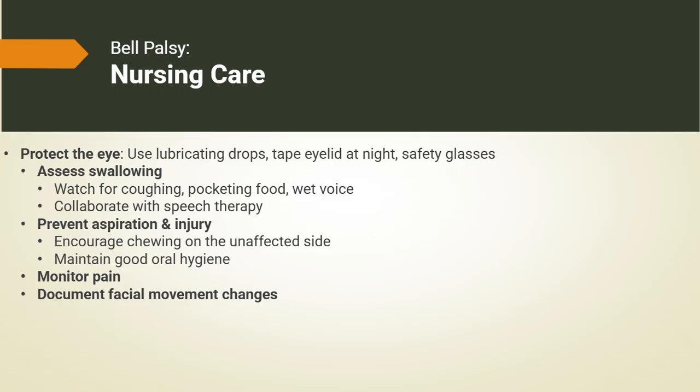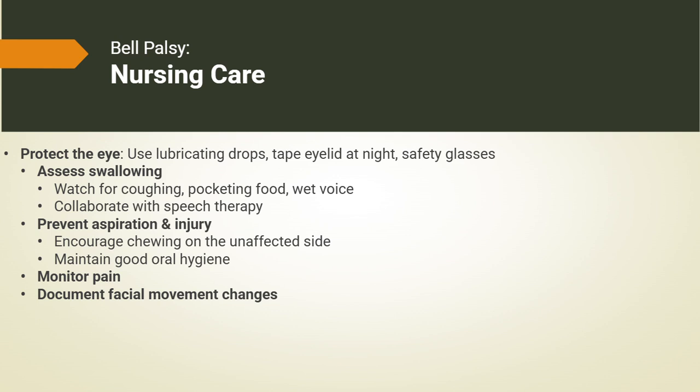The primary goal of nursing care is to protect the patient's airway, eye, nutrition, and facial function while supporting comfort and recovery. Nursing care of Bell palsy also prioritizes monitoring the patient's pain. Bell palsy pain is often described as sharp, aching, or located behind the ear. Nurses need to assess where the pain is, how severe it is, what triggers it, what the patient has used for relief, and how the pain affects daily function.